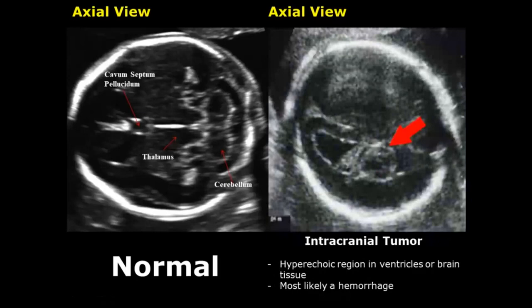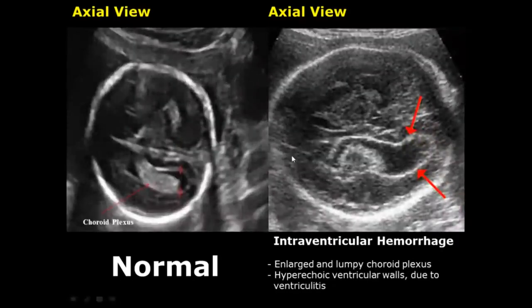Intracranial tumors are very rare, but when there is a mass seen, it is most likely a hemorrhage. This hemorrhage can appear as hyperechoic structures inside the ventricle or inside the brain tissue. They will have somewhat of a heterogeneous appearance, but mostly they will be hyperechoic. Here they will not look like choroid plexus, they will be heterogeneous as compared to choroid plexus.